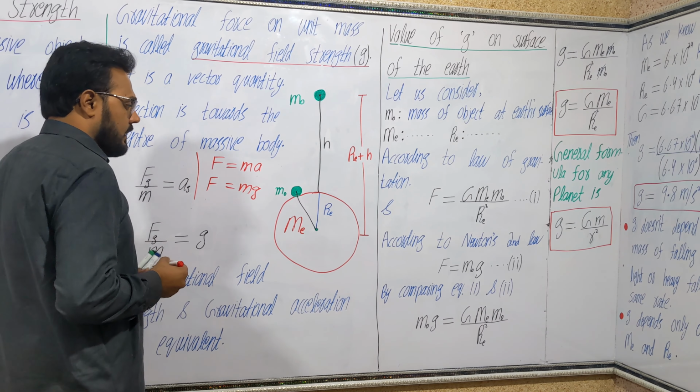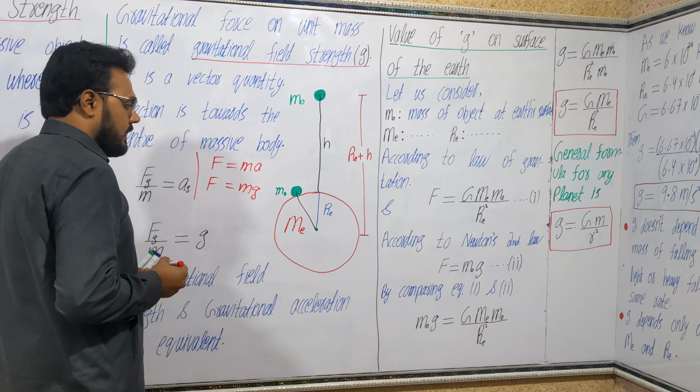As we know, the mass of the Earth, M_E, is 6 multiplied by 10 power 24 kg. We also know that the radius of the Earth is 6.4 multiplied by 10 power 6 meter. And the value of G is also known. It's a universal constant, 6.67 multiplied by 10 power minus 11 Newton meter square per kg square. All of these values are known.